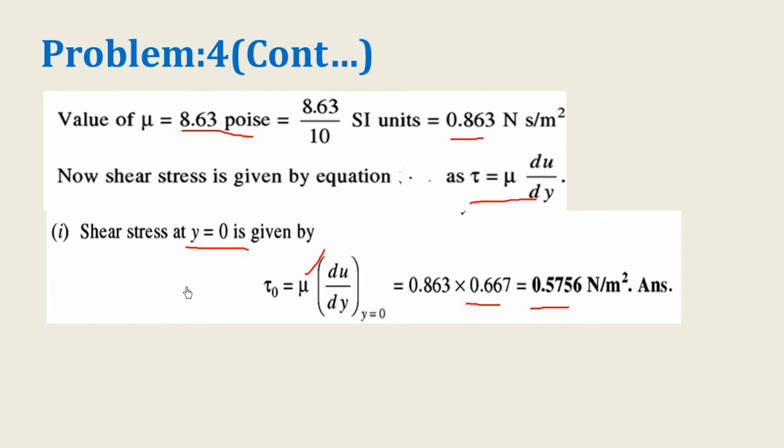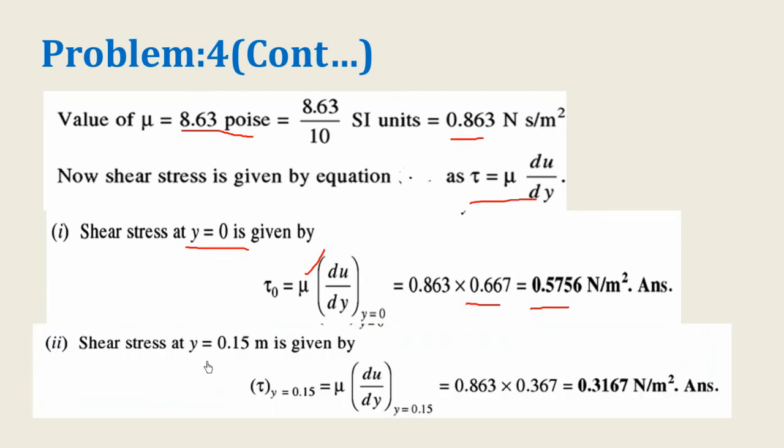Similarly, we calculate the shear stress value at y equal to 0.15. So tau at y equal to 0.15 equals mu into du by dy at y equal to 0.15. The mu value we substitute here, and we already know from the previous slide du by dy is 0.367. By substituting these values, we get 0.3167 Newton per meter square.